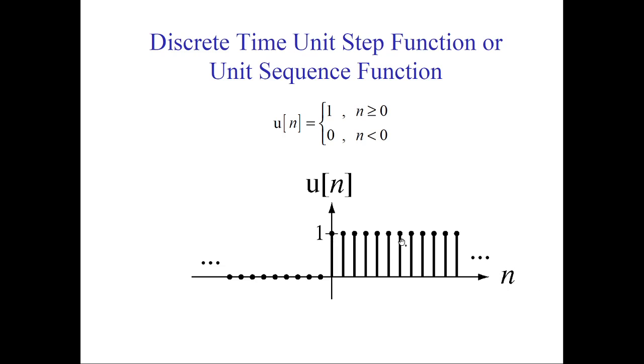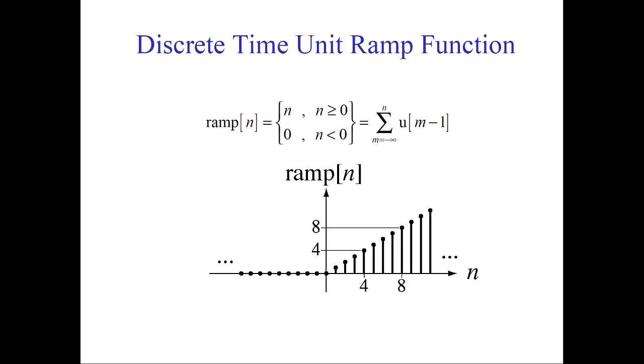Okay, the unit ramp signal. How to represent the ramp function? It is n for n greater than or equal to 0, and 0 for n less than 0. That is nothing but the summation from minus infinity to n of u of n minus 1. If I put the value n equal to 1, its amplitude is 1. If I put n equal to 0, its amplitude is 0. Like this, whatever the value of n, that is its amplitude.